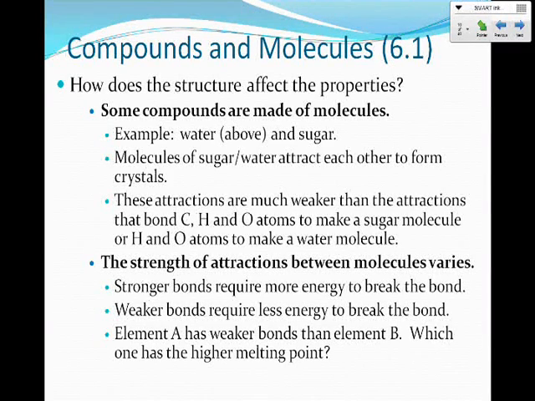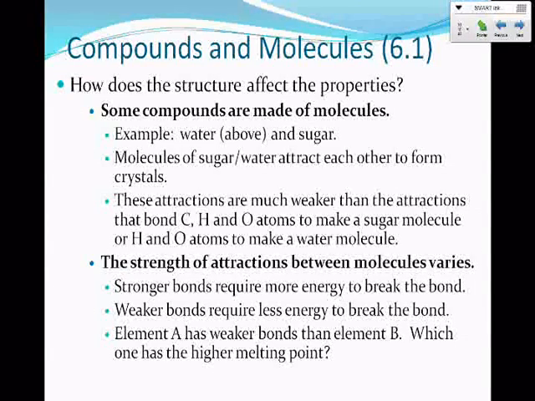So I want you to think about this. Element A has weaker bonds than element B. Which one has the higher melting point? I'd like you to pause the video, write your answers in your notes, and resume the video once you're ready. All right, the answer to this question: if element A has weaker bonds than element B, that means element B is the strongest, so it's going to have the higher melting point because it takes a higher temperature to break the bond.